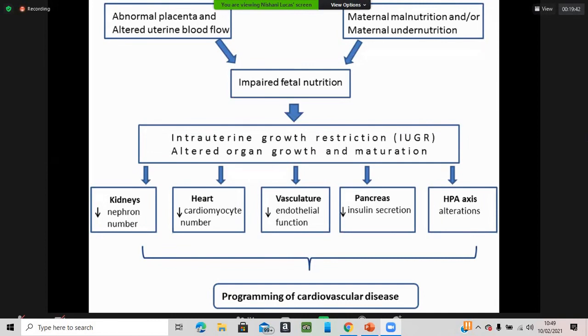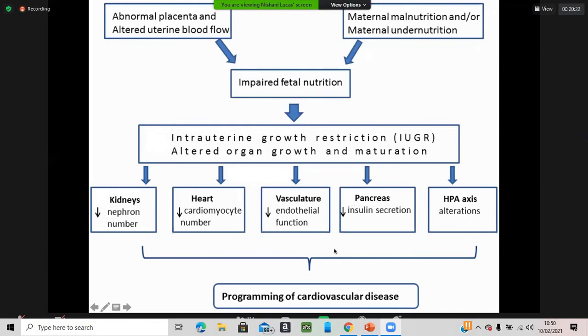So in the kidney, it will reduce the number of nephrons. In the heart, it will reduce the number of cardiomyocytes. In blood vessels, it will affect the endothelial function. In the pancreas, it may result in reduced insulin secretion. And the hypothalamo-pituitary axis may show alterations. So all these may result in programming of cardiovascular disease in adulthood. Right? We will talk about all this in a little while in detail.